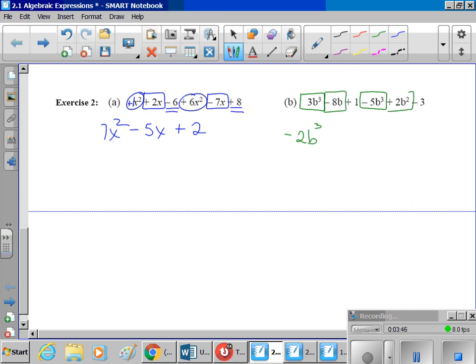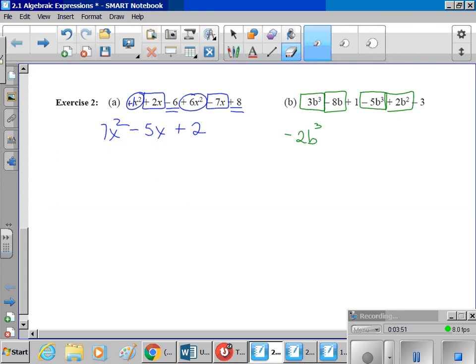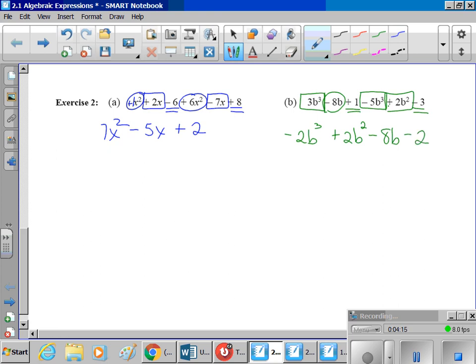Excuse me. Now we move to, oh, that was a mistake. We're going to move to the positive 2b squared, and I have nothing that combines with that. So that's going to be all by itself. Just like with this one, nothing combines with it. So minus 8b to the first, technically. And then lastly, we have positive 1 minus 3, which is minus 2. So beware of that. There isn't always something to be combined.